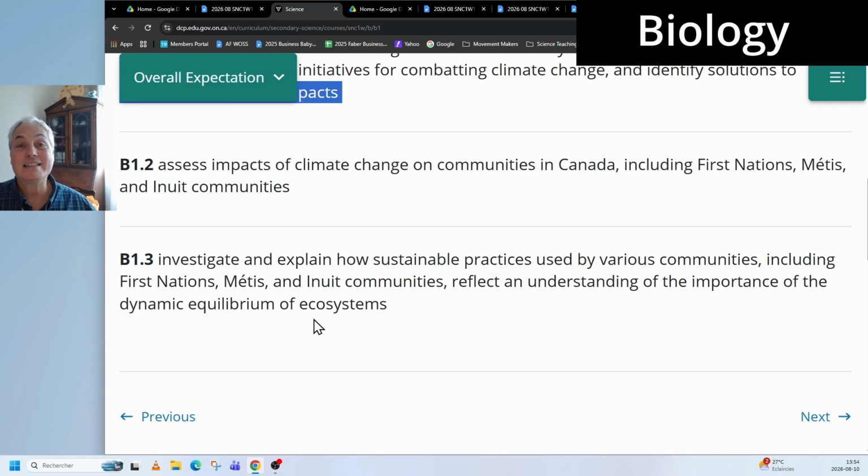The third bit, investigate and explain how sustainable practices used by various communities, including First Nations, Métis, and Inuit communities, reflect an understanding of the importance of the dynamic equilibrium of ecosystems. So the idea here is to look at the know-how of different communities so that we can all help our community and our communities and country. Because if you don't ask good questions, often we forget. And you know what? First Nations have been here for thousands of years.